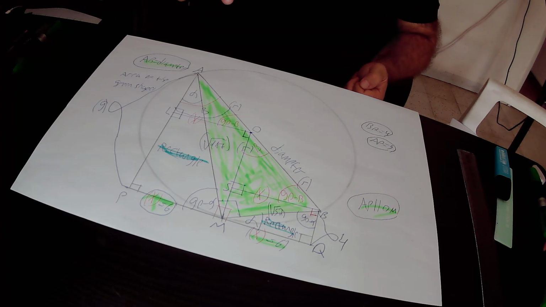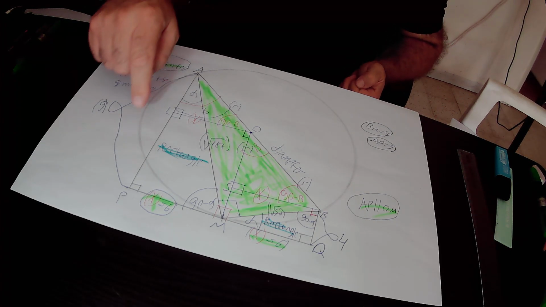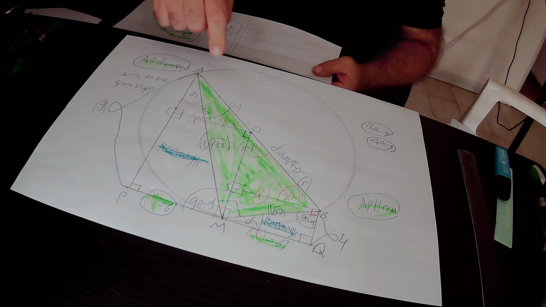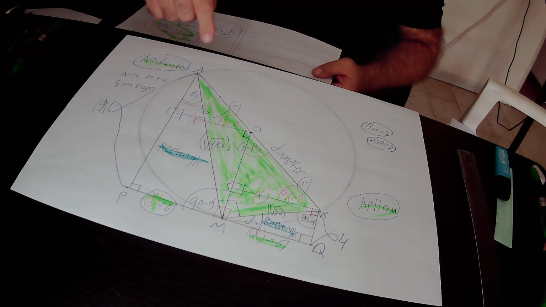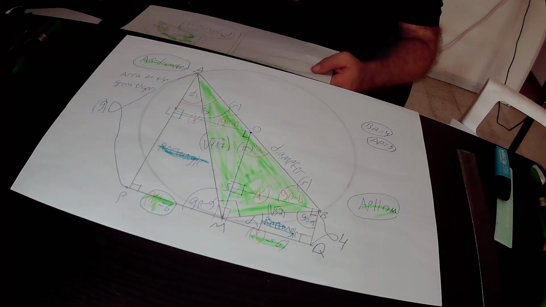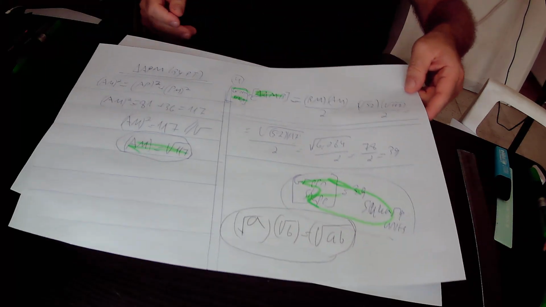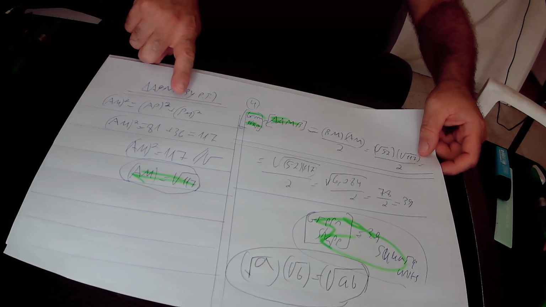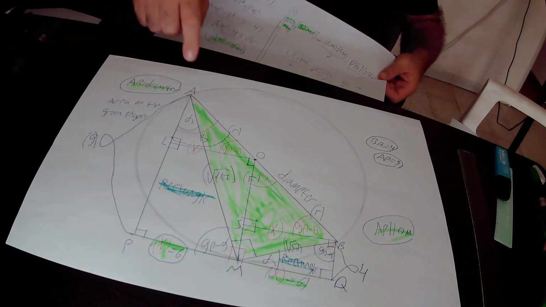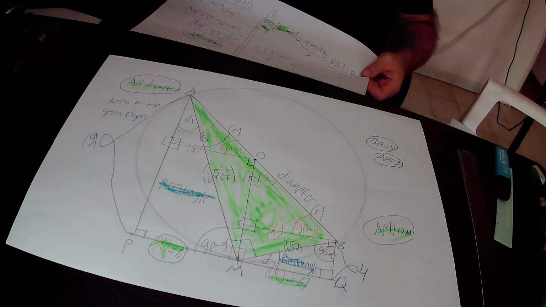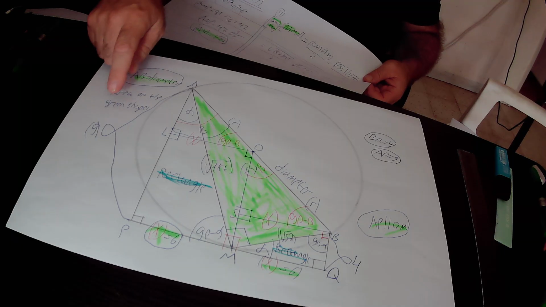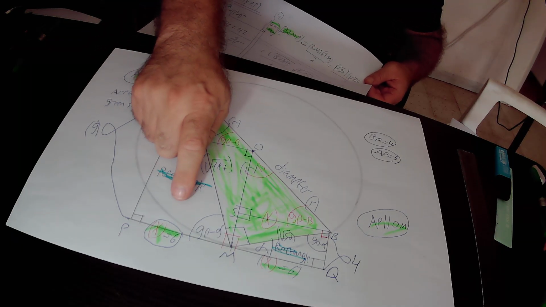In the next step, we applied the Pythagoras theorem to this big right triangle APM. According to the Pythagoras theorem, in the big right triangle APM, AM squared, the square of the hypotenuse, equals AP squared plus PM squared. AM is the missing side, so AM squared equals AP squared. AP is 9, therefore AP squared is 9 squared, that is 81. Plus PM squared. PM is 6, therefore PM squared is 36.